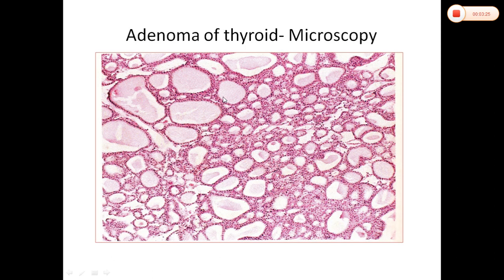See, this is the microscopic picture of benign thyroid adenoma, in which the cells are arranged in the form of follicles, and the lumen of the follicles is filled with colloid.